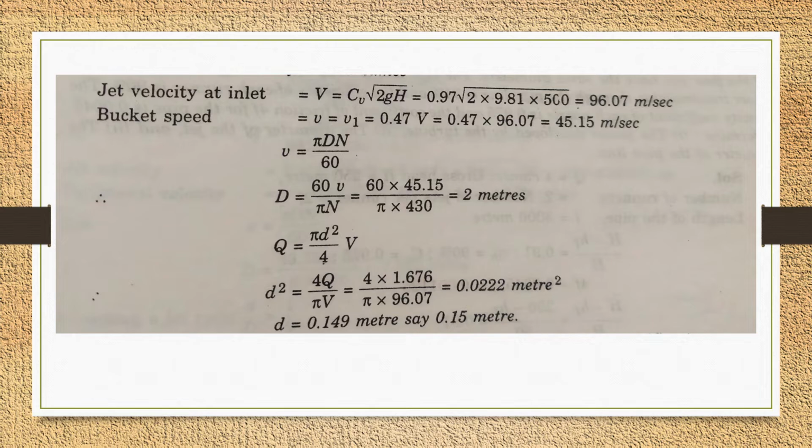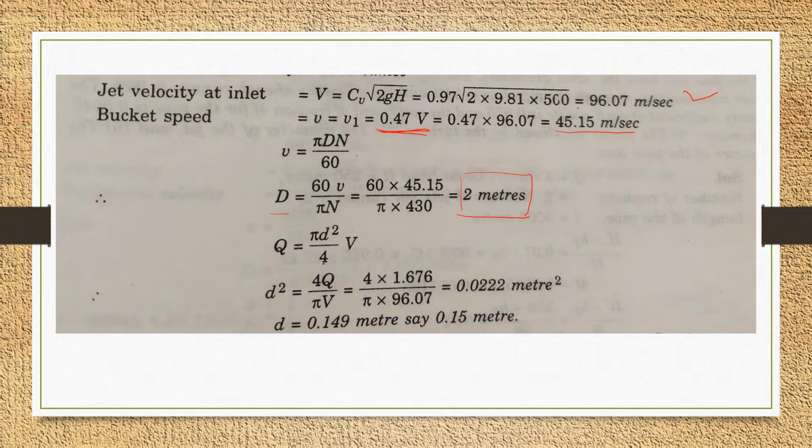Next is the jet velocity at the inlet. Jet velocity at the inlet is Cv root 2gH. If we substitute all the values, we get the jet velocity at the inlet. Bucket speed is given in the problem as 0.47 times the jet velocity. So that comes out to be 45.15 meter per second. By using the formula V equal to pi D N by 60, we find capital D as 2 meters. So this is one solution we have got.